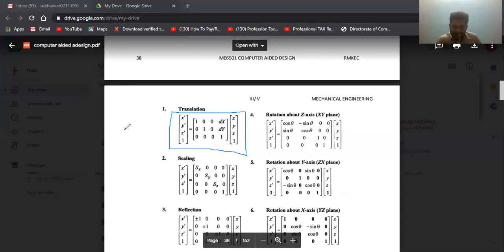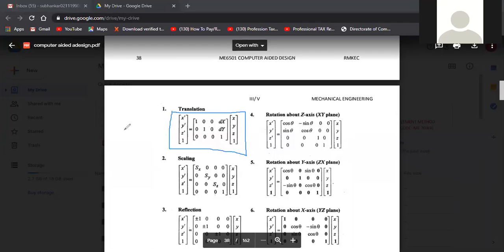Now what is this dx, dy? It is the change in position, the amount of change in position. dx means translation of the object along the x-axis, and dy means translation of the object along the y-axis. But is there translation along the z-axis? No.